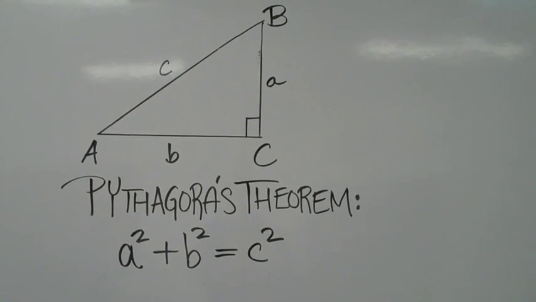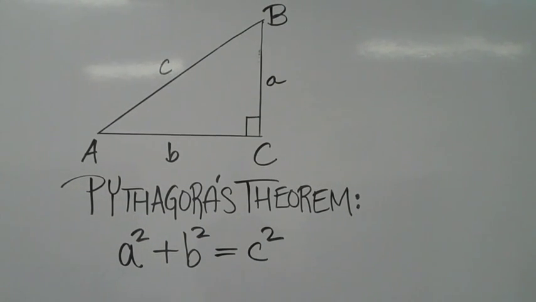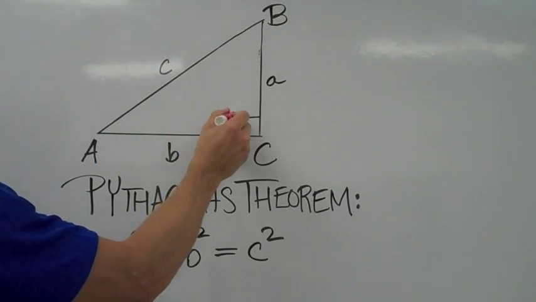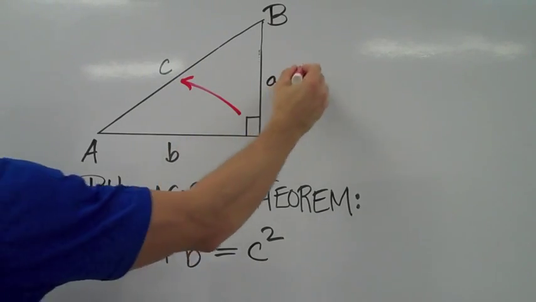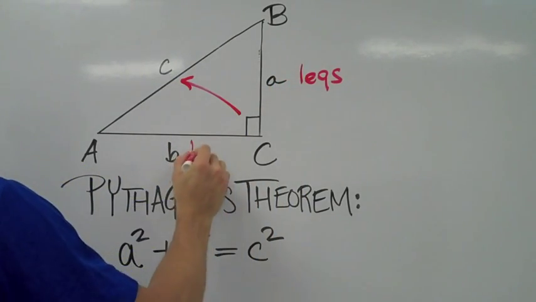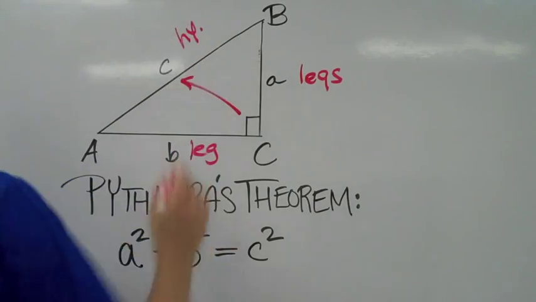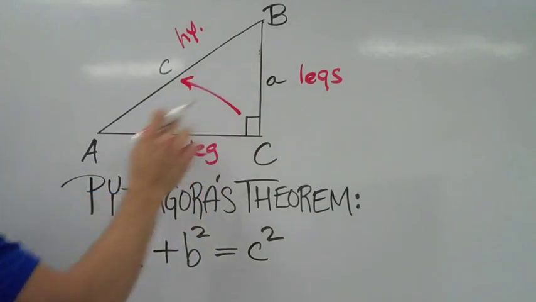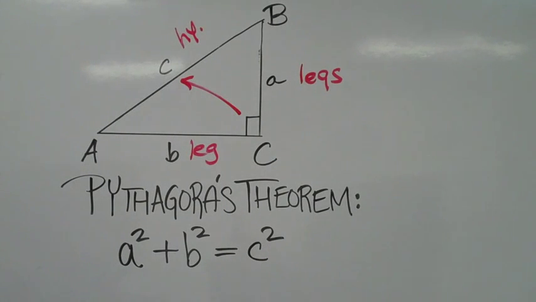One of the things we can do with right triangles is, given any two sides, we can solve for the third side using something called the Pythagorean Theorem or Pythagoras' Theorem, which states that a squared plus b squared equals c squared. Notice c squared is always the hypotenuse. It's across from our right angle, and a and b are the legs. So the leg squared plus the leg squared is always equal to the hypotenuse squared. It's important that you put the hypotenuse squared on the other side of the equal sign.